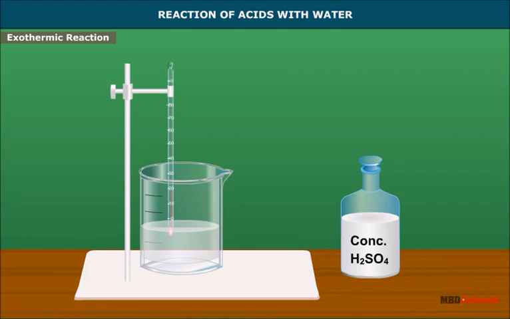Reactions of acids with water. Take 20 milliliters of water in a beaker. Place a thermometer in it and note the temperature of water. Now add 5 milliliters of concentrated sulfuric acid to it and the temperature rises. When acids are mixed with water, heat is evolved. Such reactions are called exothermic reactions.